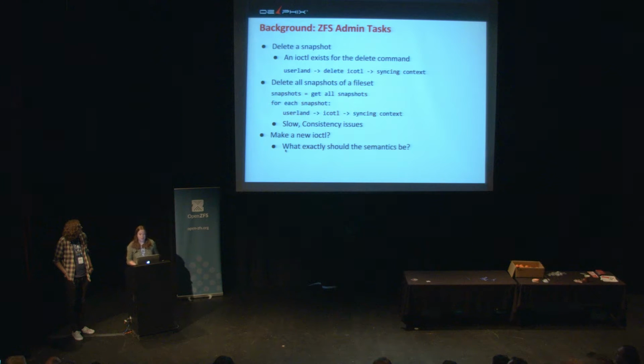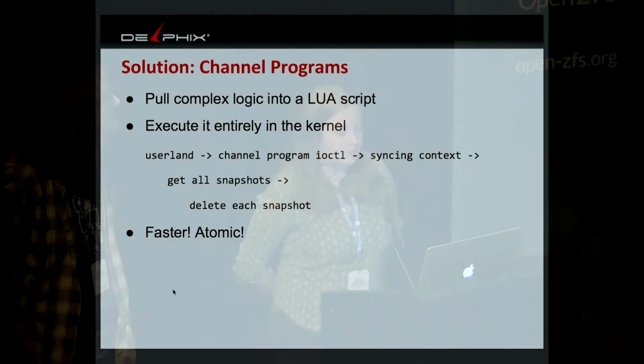But that raises the issue that it's not entirely clear what the semantics of that system call would look like. How would it react, for example, if it failed to delete a snapshot? Should it keep going? Should it stop? Things like that. So it's unclear exactly, if you make a new ioctl like this, what it should do. The solution that was developed for this purpose is channel programs.